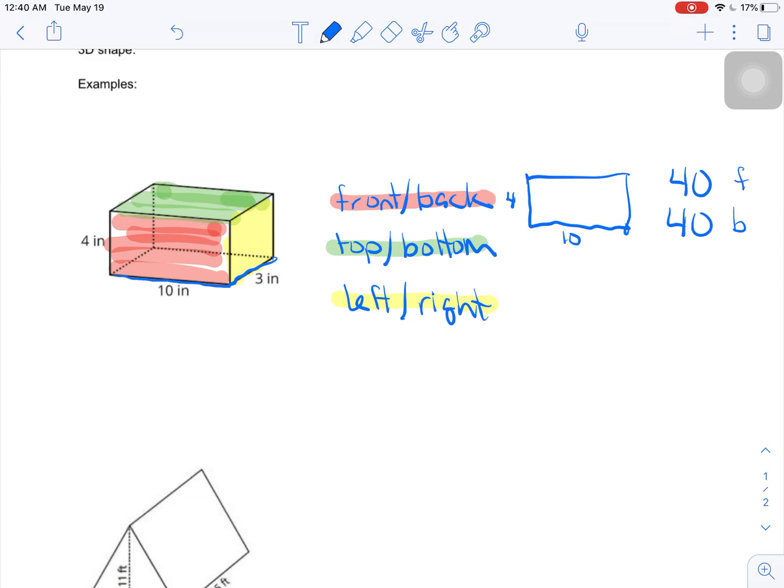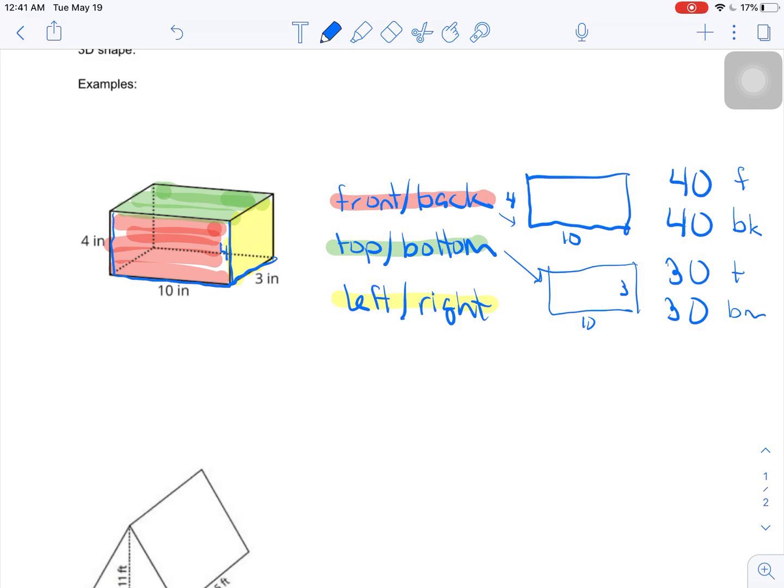So now we're going to do the top and the bottom. It's actually the bottom of the shape that's labeled, even though we highlighted the top in green. But the top and the bottom, if you look at the diagram, it's this one. We're going to have to stagger these a little bit so we have room to work. The top and the bottom are both 10 by 3. Well, 10 times 3 is 30. So back, top, bottom.